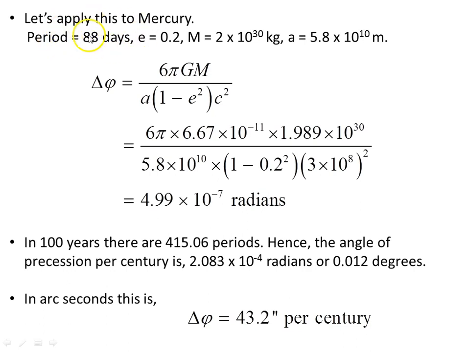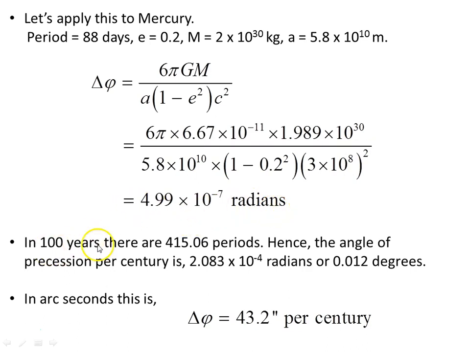So let's apply this to Mercury, period 88 days, the eccentricity 0.2, its mass the mass of the Sun, 2 times 10 to the 30 kilograms, because it's in orbit around the Sun, obviously, that's big M. The semi-major axis, 5.8 times 10 to the 10 meters. Substitute those quantities in. Here we are. We'll get 4.99 times 10 to the minus 7 radians.